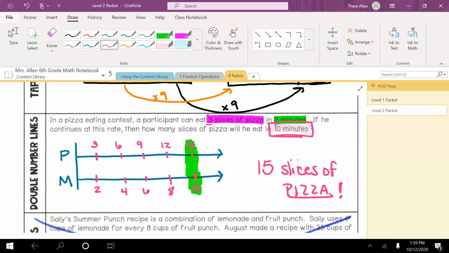Your next activity is to watch the video on Khan Academy about ratios with tape diagrams.